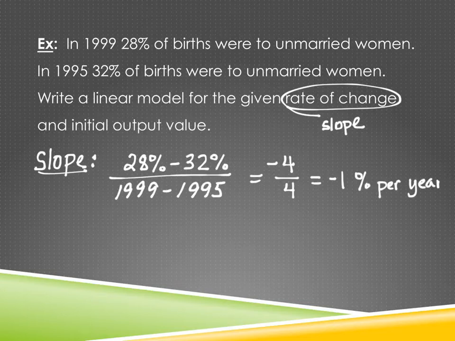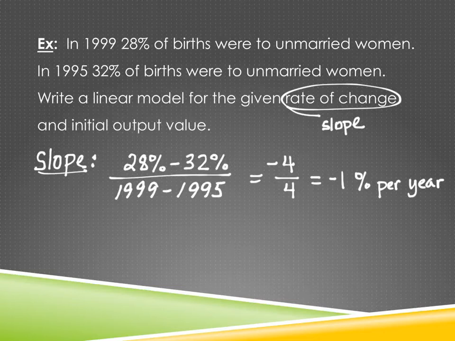Now, it didn't ask me to interpret this, but if it had, like on the first problem, the interpretation would go something like this. The number of births to unmarried women is decreasing, right? Why? Because this is a negative. It's decreasing by how much? By 1% per year. And then it would probably be a good idea to clarify when that's happening, from 1995 to 1999. Okay? So that's what that would look like. Now, we weren't actually asked to do that.